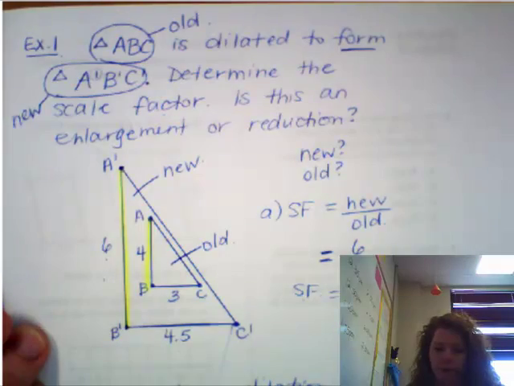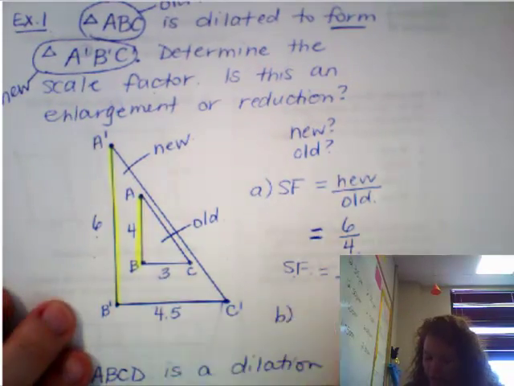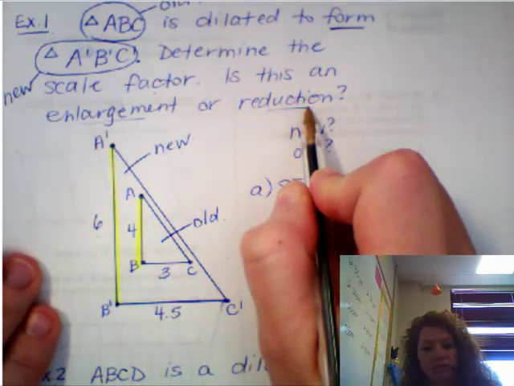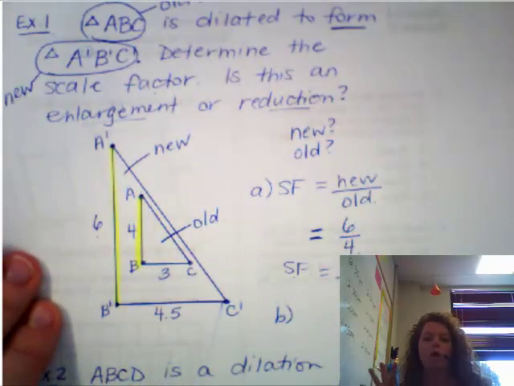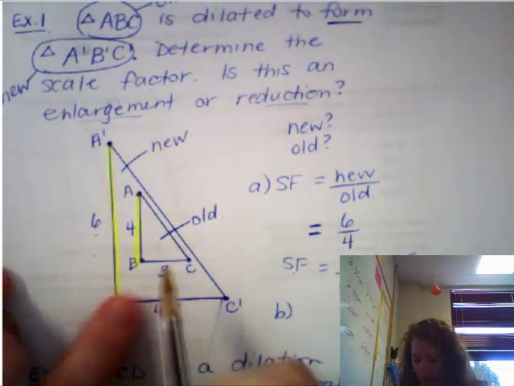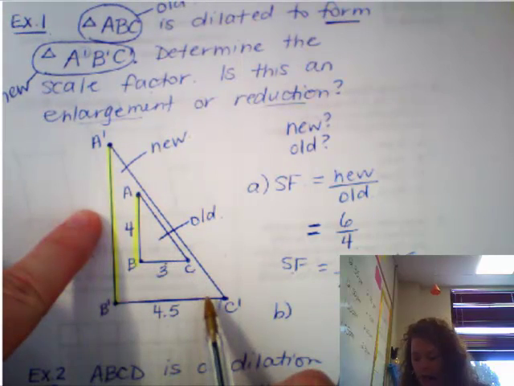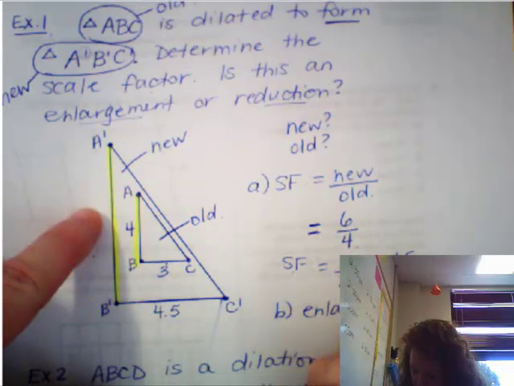Okay, we can reduce that a little bit, and we'll get that the scale factor equals 3 over 2, or 1.5. Okay? So now we have to answer the second question. We figured out the scale factor. Is this an enlargement or a reduction? Well, think about what those words mean. Enlargement, did our shape get bigger? Or reduction, did our original shape get smaller? Well, if this was our old shape, and this is our new one, we got bigger. So this is an enlargement.